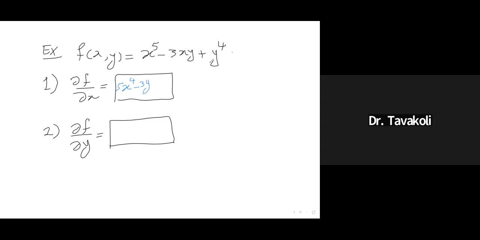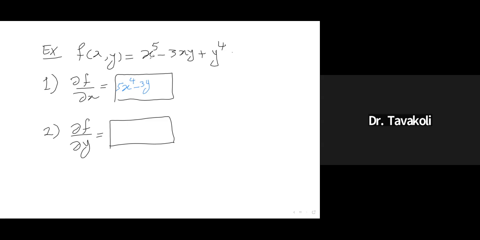And the derivative of y to the 4, here I should deal with y to the 4 as a constant. So the derivative is 0 with respect to x. So nothing after minus 3y. How about partial of f with respect to y?